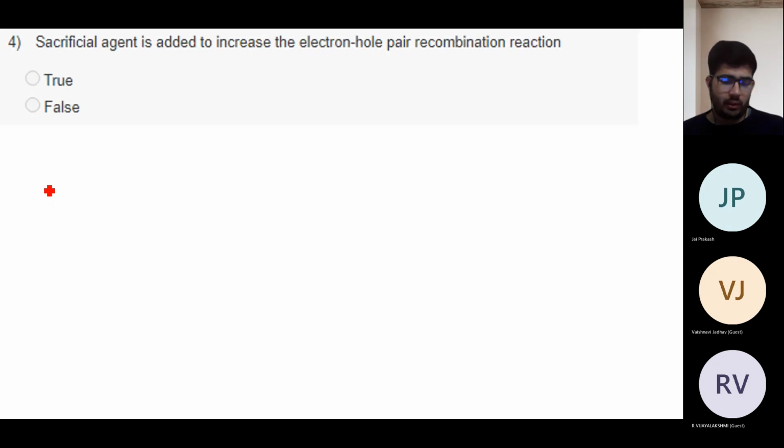Now question number 4 is, sacrificial agent is added to increase the electron hole pair recombination reaction. Similar to the previous question, we are also using sacrificial agents. Are they used to increase the electron hole pair recombination, or for other purposes? So is it true or false? Try to answer this. Take 2 minutes.